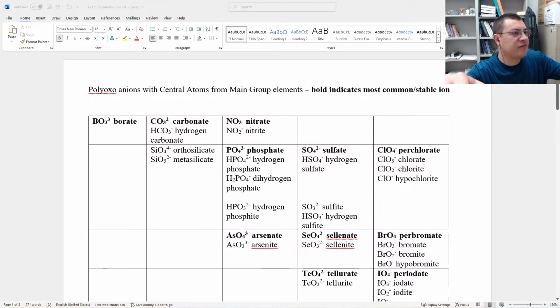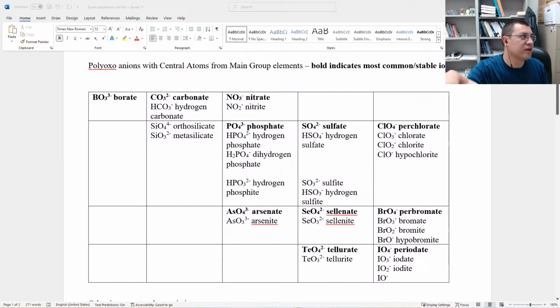So I'll leave everything here except without the names, but they will still see the top ones put in bold. And what I want students to do in this scenario is at least be familiar with the ate versus ite system that we talked about. So in this scenario, I'd say, okay, when you get your exam, just fill in the blanks. So a student would say, okay, borate, carbonate, nitrate, phosphate, sulfate, and so on.